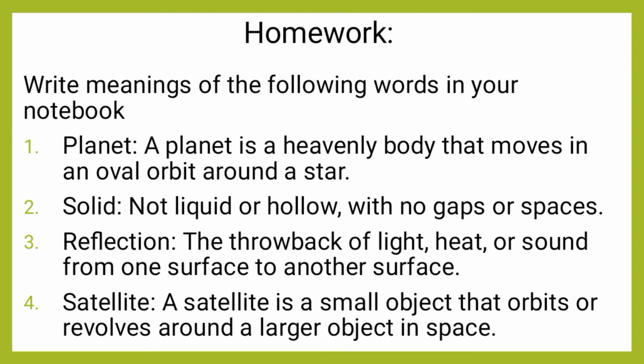Now it's time to give you homework. Write meanings of the following words in your notebook. Planet. A planet is a heavenly body that moves in an oval orbit around a star. Solid. Not liquid or hollow, with no gaps or spaces. Reflection. The throwback of light, heat or sound from one surface to another surface. Satellite. A satellite is a small object that orbits or revolves around a larger object in space.